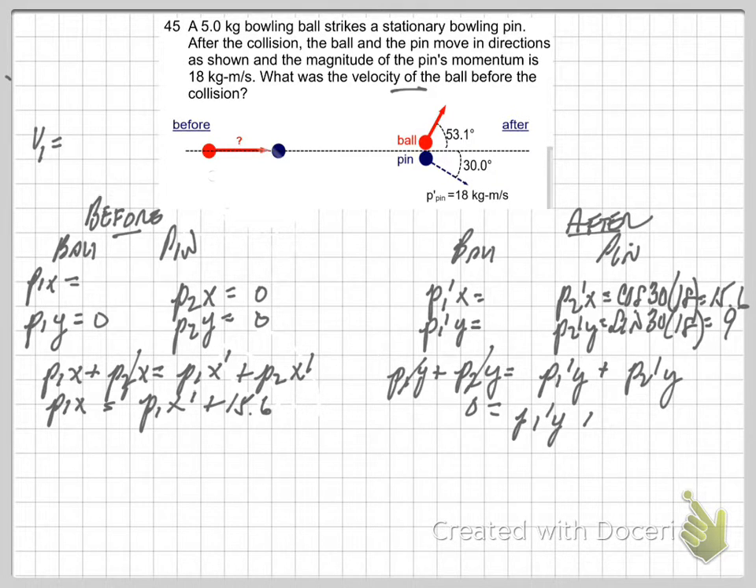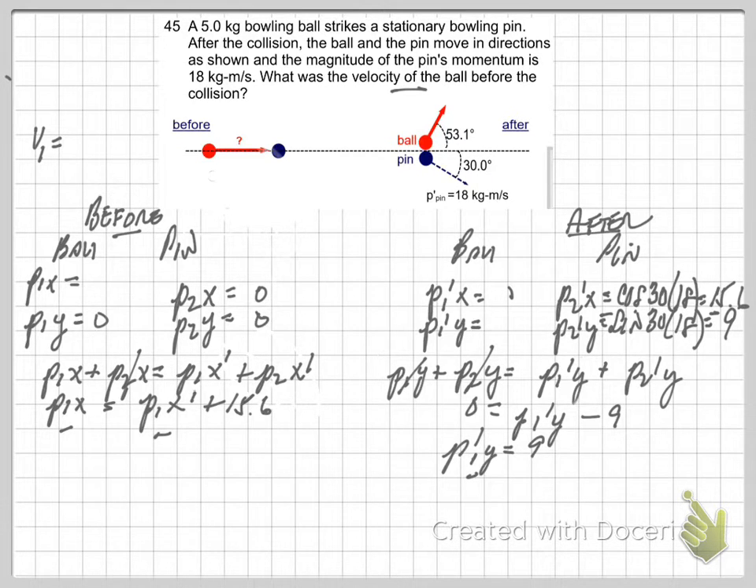Yeah, we made a little mistake back here. The pin moves in a negative 9 direction, so this is going to be minus 9. So P prime 1y equals 9. All right, so we have a little issue here because we have 3 different unknowns.